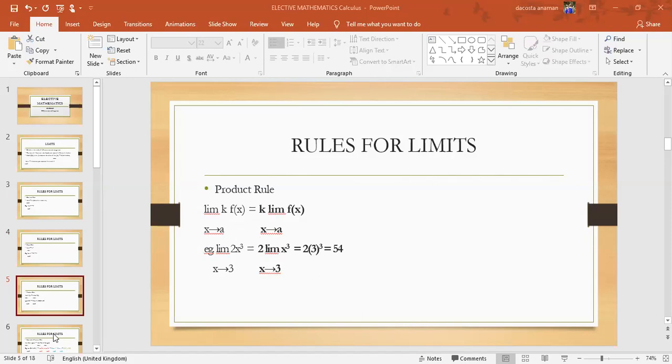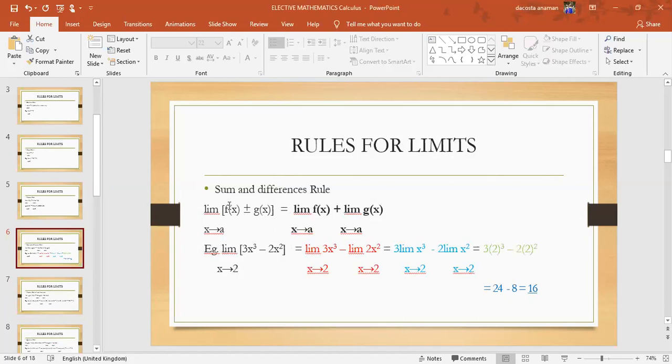We talked about the sum and difference rule, which is the limit of a function where we have an addition or subtraction of another function. We talked about separating these two functions before you solve. So for example, the limit of 3x cubed minus 2x squared, where x is approaching 2, you get the limit of 3x cubed where x is approaching 2 and the limit of 2x squared where x is approaching 2 before you solve for your answer.